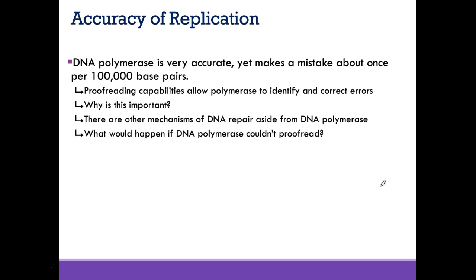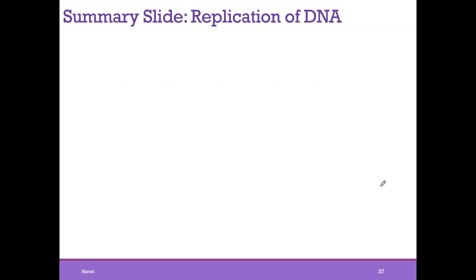What would happen if DNA polymerase couldn't proofread? There would be a lot of mutations, maybe too many mutations for our own good. But what would happen if polymerase never made a mistake? Then there would be no genetic diversity, and there would be very little choice for nature to select from. So it's good that we make some mistakes every now and then, so we get different varieties, different things for nature to choose from.